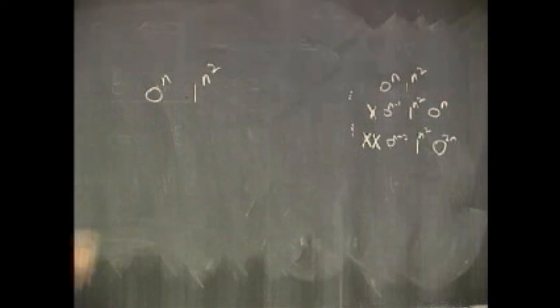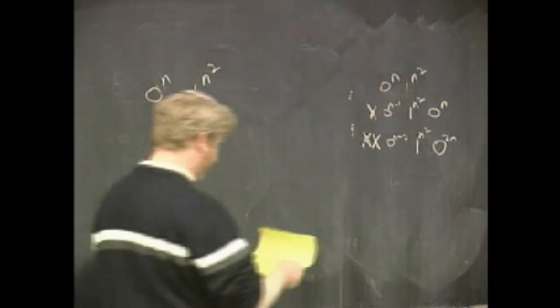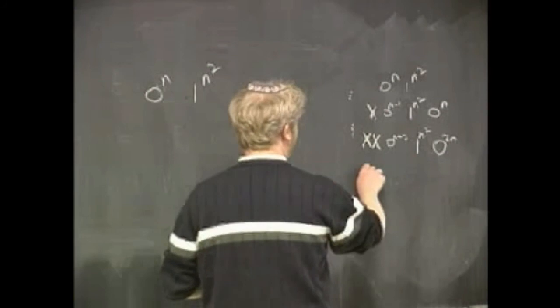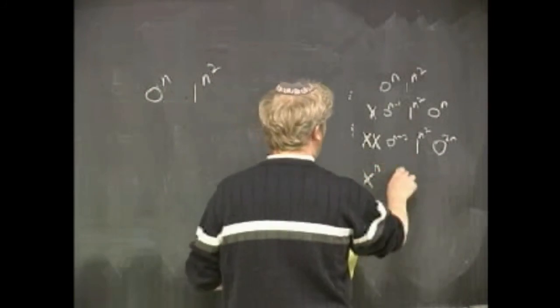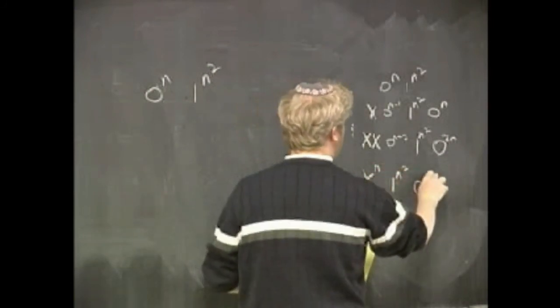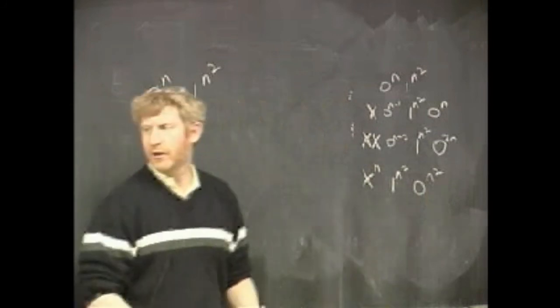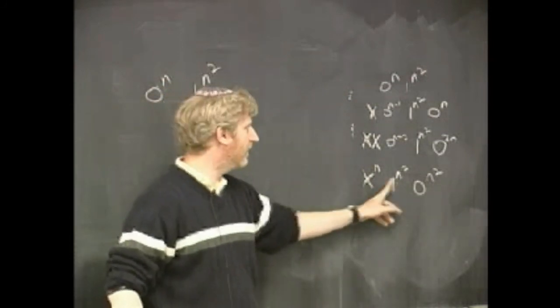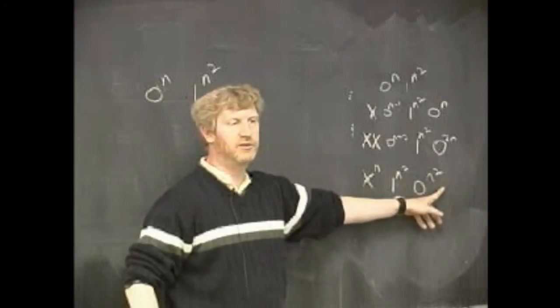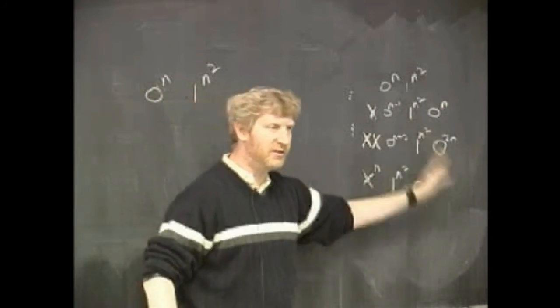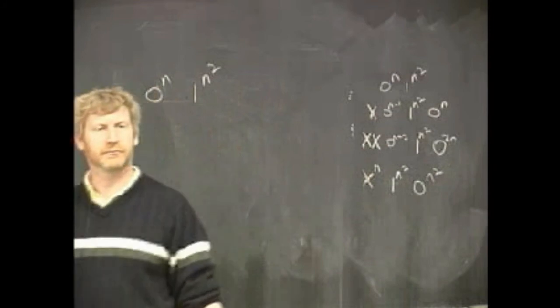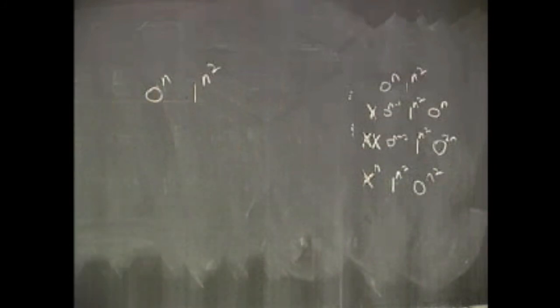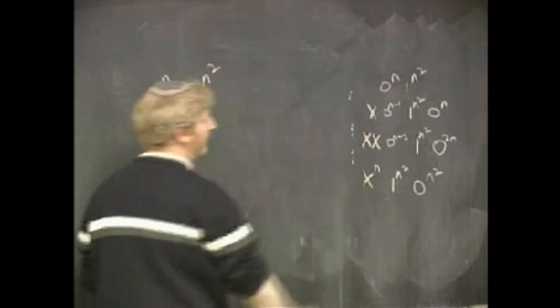Now I know this is going to work sooner or later. Sooner or later it's going to look like X to the n, 1 to the n squared, and 0 to the n squared. And at that point, I'll move my head back over here, and I'll check to see if the number of 1s here is the same as the number of 0s here, like I did the other day. And if it is, I'll stop and say, I accept. Are there questions about that? That's our plan. That's our strategy.